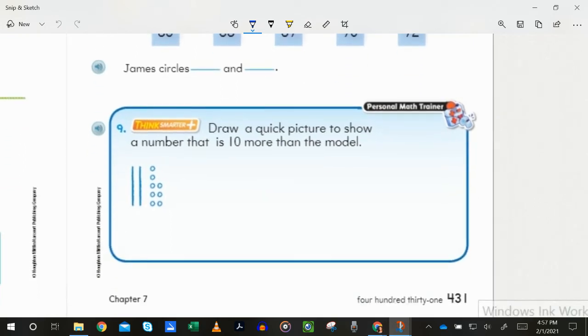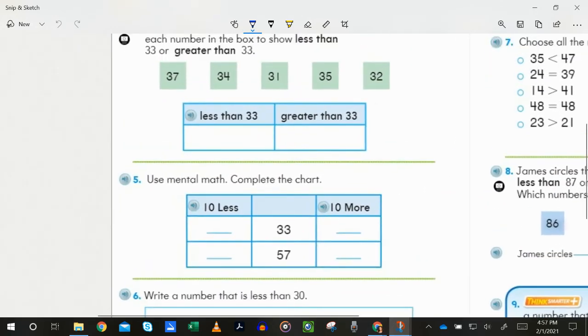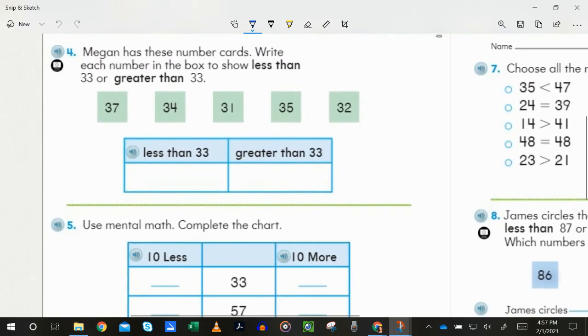And number 9, draw a quick picture to show a number that is 10 more than the model. So we want to show a number that is 10 more. Okay, let's switch to a crayon. Pause if you need more time. But we're coming back here to number 4.